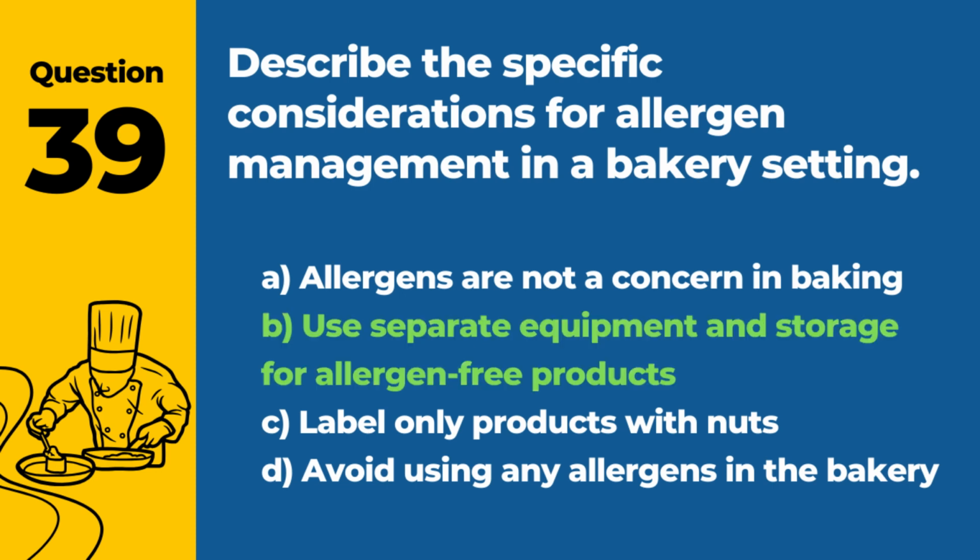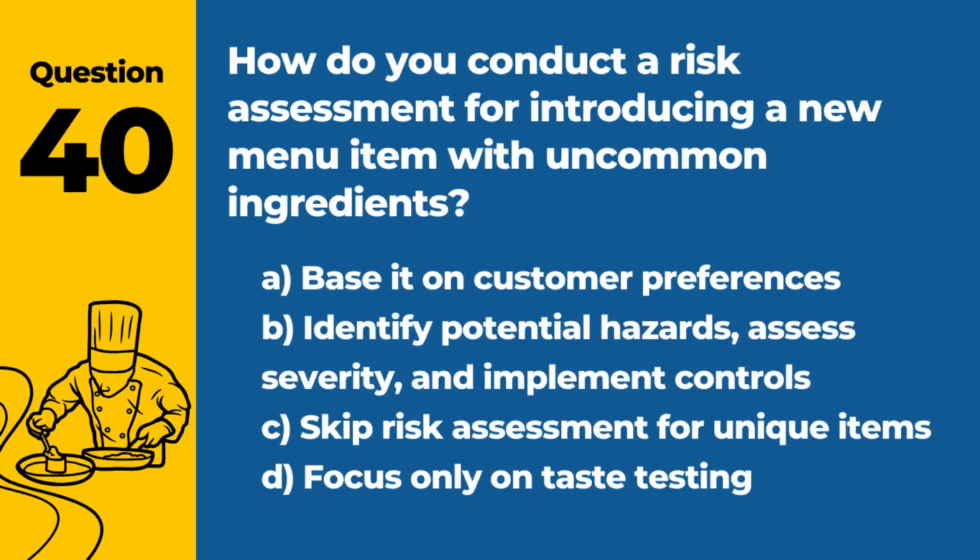Answer: B. Use separate equipment and storage for allergen-free products. In a bakery setting, allergen management requires using separate equipment and storage areas for allergen-free products, careful labeling of products with allergens, and strict procedures to prevent cross-contact. Question 40. How do you conduct a risk assessment for introducing a new menu item with uncommon ingredients? A. Base it on customer preferences. B. Identify potential hazards, assess severity, and implement controls. C. Skip risk assessment for unique items. D. Focus only on taste testing.